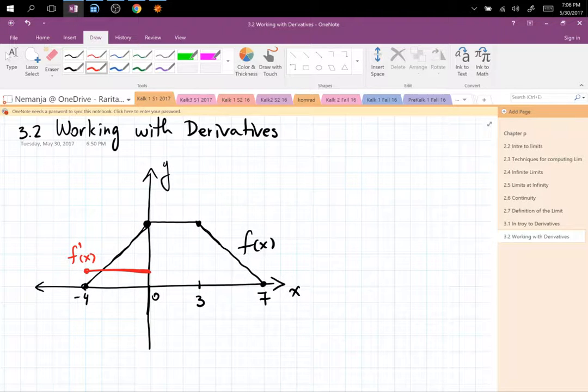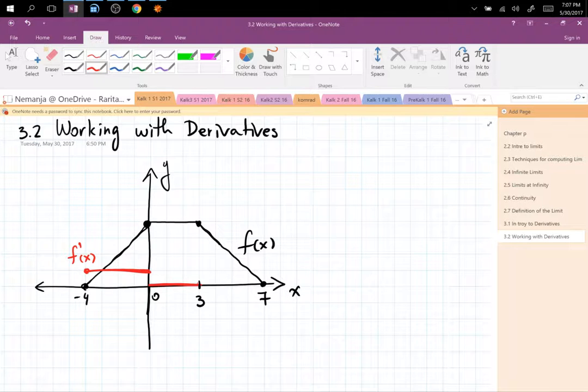Now what's happening from 0 to 3? Is there a change there? No change. So if there is no change, what is the derivative? 0. So for this next piece on the interval 0 to 3, there is no change because the line is not increasing or decreasing, and because there is no change, the derivative is 0. The derivative measures the change. If there is no change, then the derivative is 0.